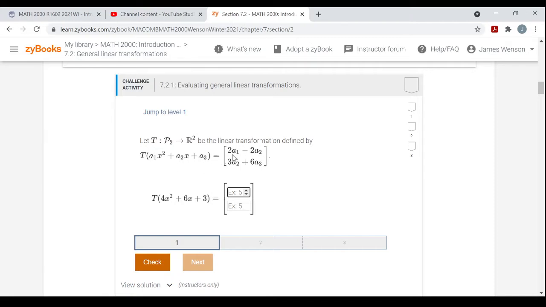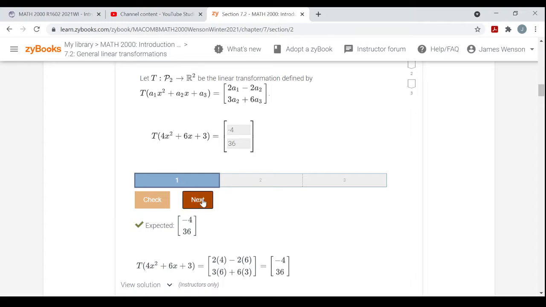The output, the first component, is 2 times A1, so 2 times 4, minus 2 times A2. So 2 times 4 minus 2 times 6, 8 minus 12. So the first component is negative 4. The second component of the output is 3 times A2, so 3 times 6, 18, plus 6 times A3, 6 times 3 is 18, 18 plus 18, 36 for the second component of the output.